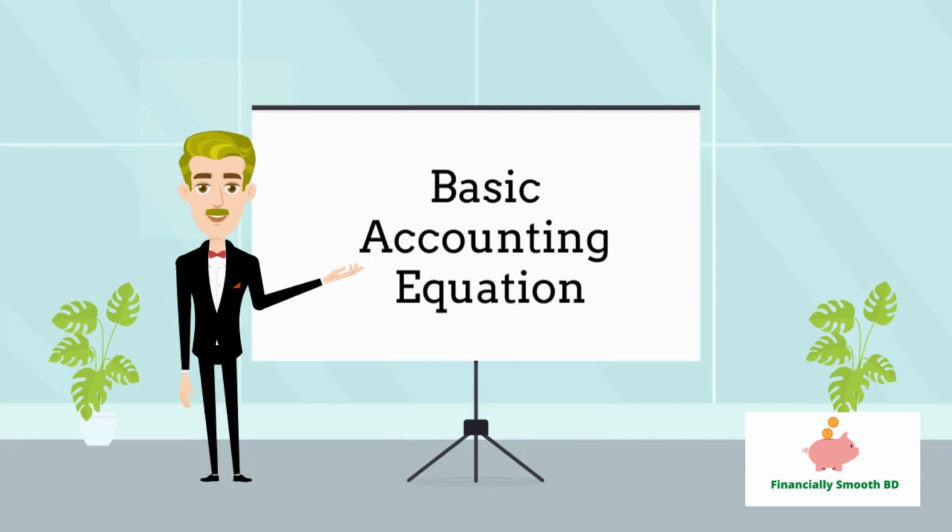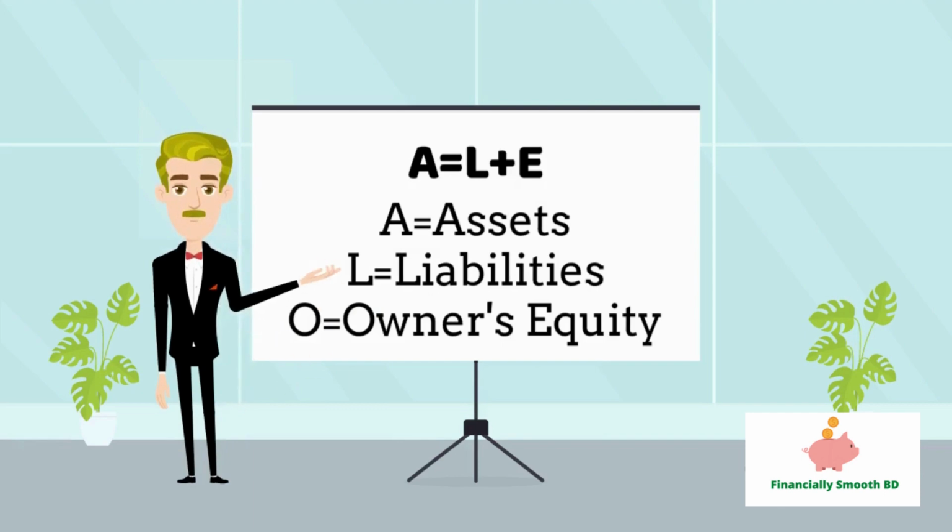Now we will discuss the basic accounting equation. This equation is also called the balance sheet equation. A = L + E. Assets equals liabilities plus owners' equity. This is the simple equation of accounting. From this equation we will discuss more about assets, liabilities and owners' equity, and the correlation between them.